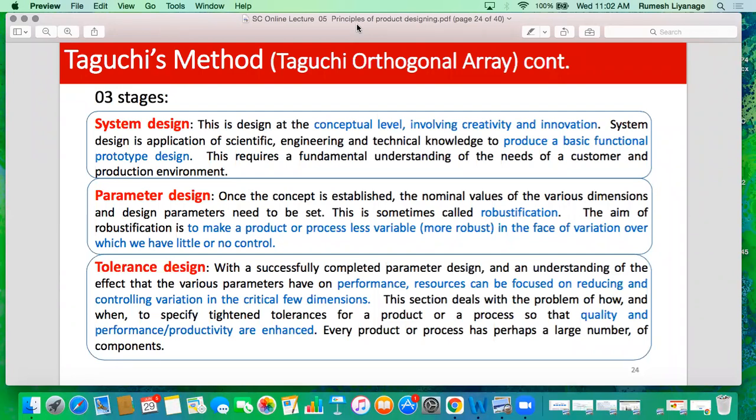Every product or process has perhaps a large number of components. It means everything we know, what type of resources we need and what the quality control parameters are. We have discussed some of these factors in the first discussion. I suppose you can remember. So system is the basic one, parameter is the middle one, tolerance design is the actual one. So there is no more design.